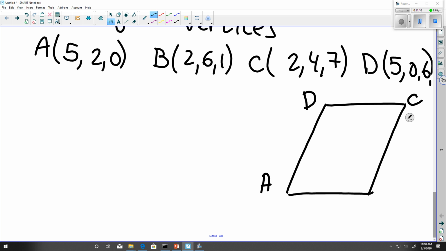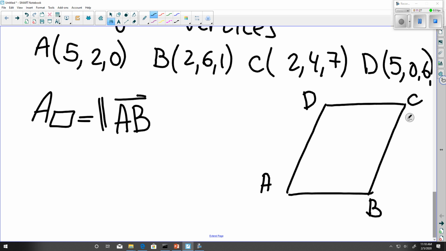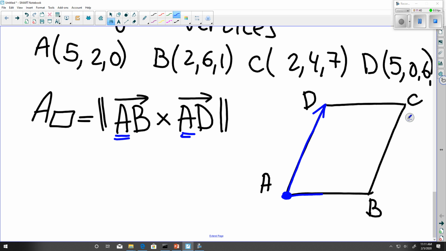A, D, C, B. The formula will be given to you to find the area of the parallelogram. This formula, again, you don't have to memorize. That's the magnitude of the cross product of two vectors, AB cross AD. You should notice that these two vectors start at the same vertex A. For example, it will be AD. This vector starts at the same vertex as AB.